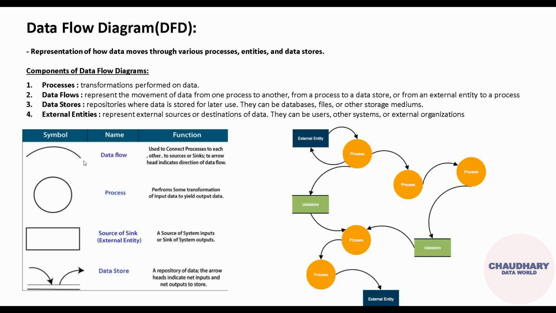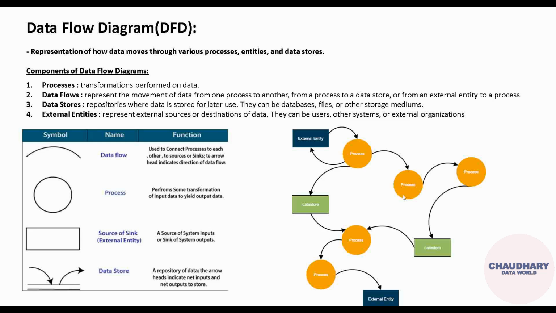This line is used to connect processes to each other, to a source or sink, and the arrowhead indicates the direction of the data flow, of course. After that, we have processes in our whole business, right? There can be multiple processes. Suppose you are handling a university, right? There it might be the student registration process going on. Another would be the employee hiring process going on.